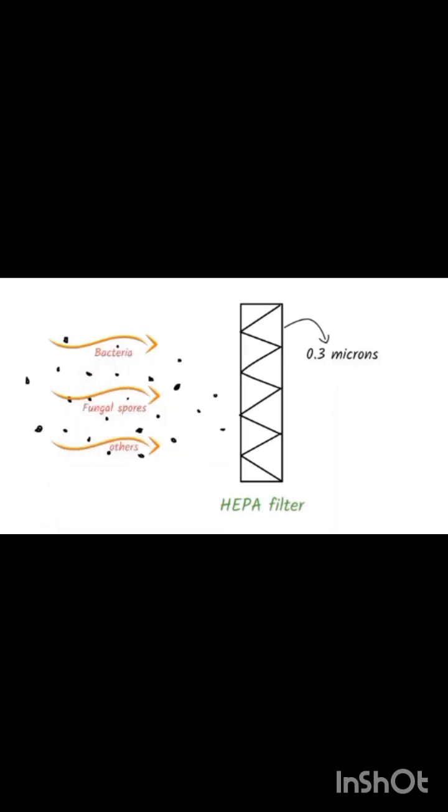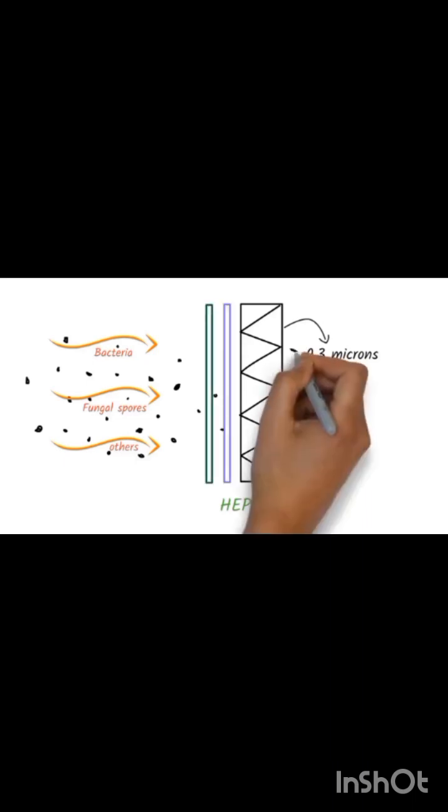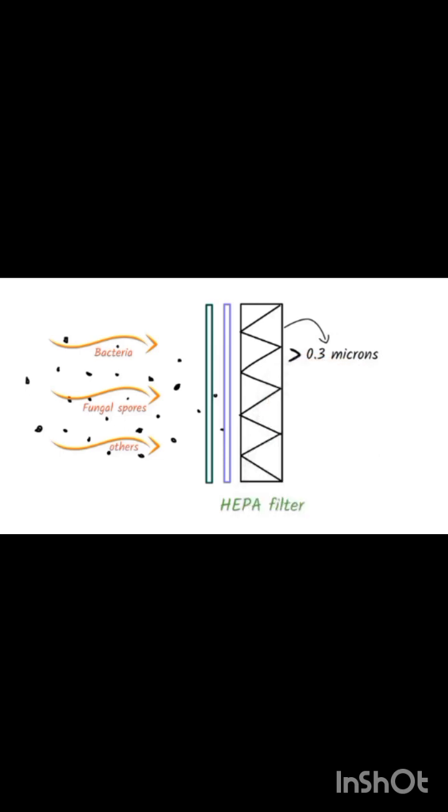HEPA filters are so constructed that the air reaching the filter is passed through two more filters in order to remove the particles that are larger than 0.3 microns.